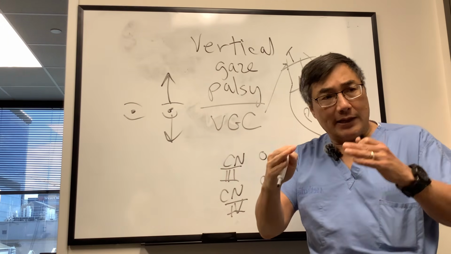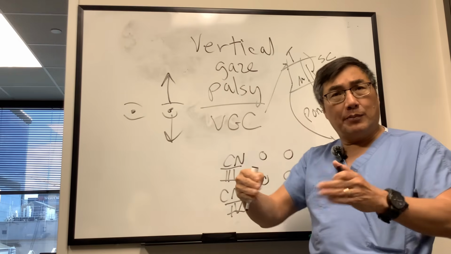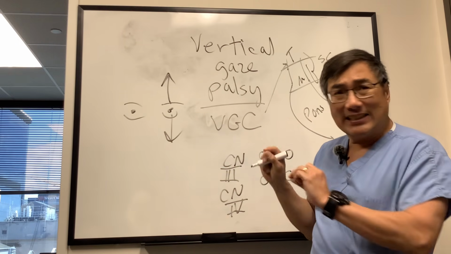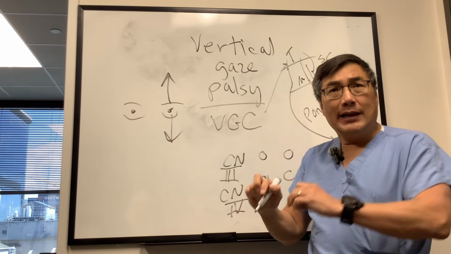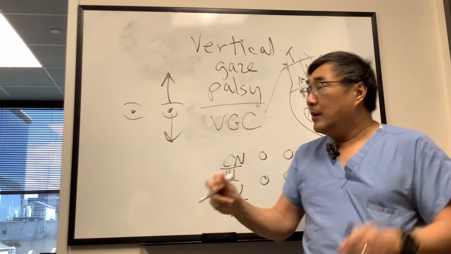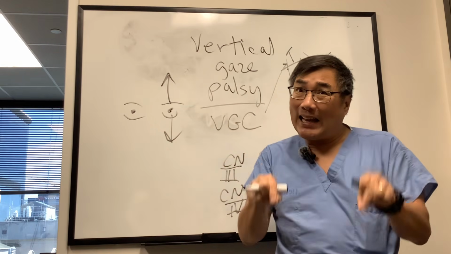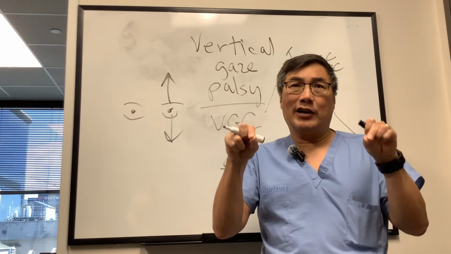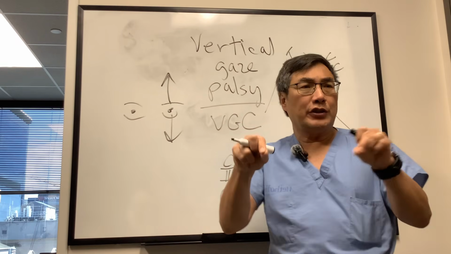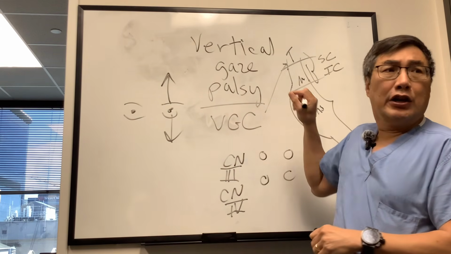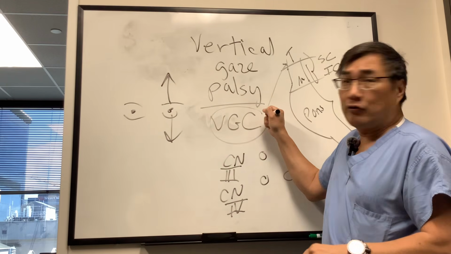For the up gaze, that fiber crosses in the posterior commissure, and that means a single lesion at the level of the dorsal midbrain can cause up gaze palsy. But for down gaze, it's a bilateral innervation, so it requires a bilateral lesion to cause a supranuclear down gaze palsy from the vertical gaze center.